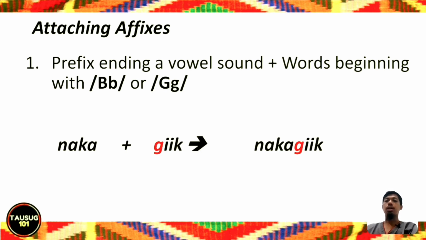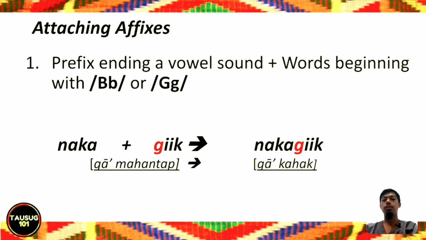So when we attach prefixes ending with a vowel sound, like ma, na, naka, to words beginning with the letters ba or ga, like here, naka, giik. Giik assumes the Gā Mahantap sound because it is at the beginning of the word. Ga, giik. Giik means step, to step on. Now, when we connect the prefix naka, it becomes nakariik. The ga now assumes the Gā Kahak sound, the softer sound, because it is in between two vowel sounds, naka and giik. Nakariik, not nakagiik.